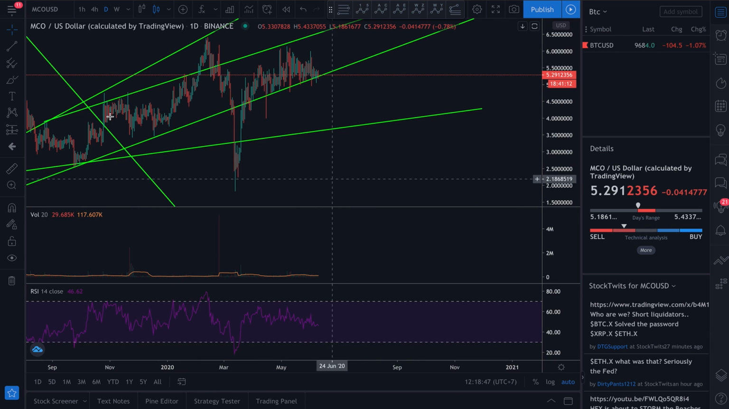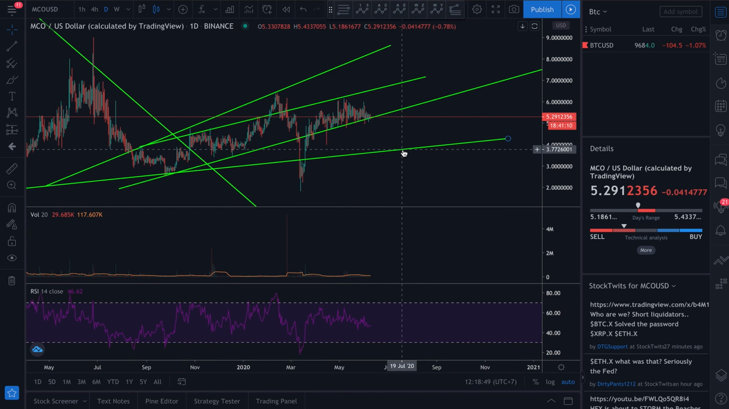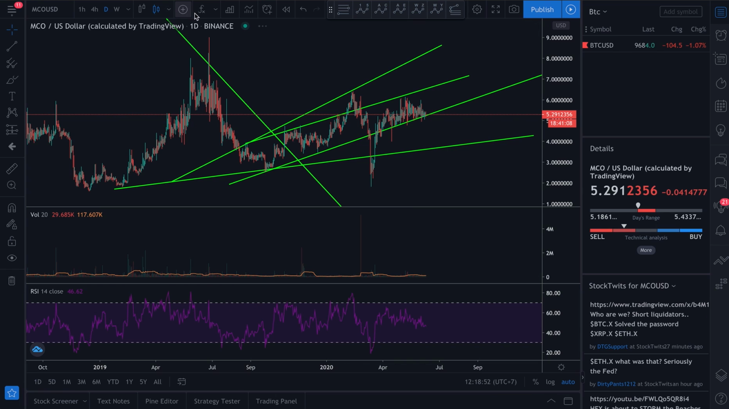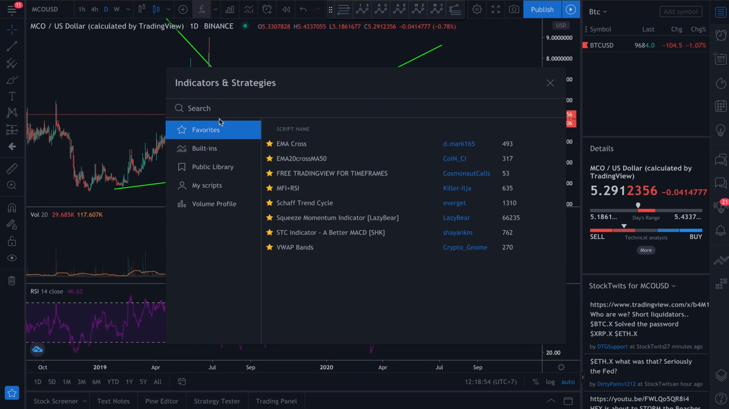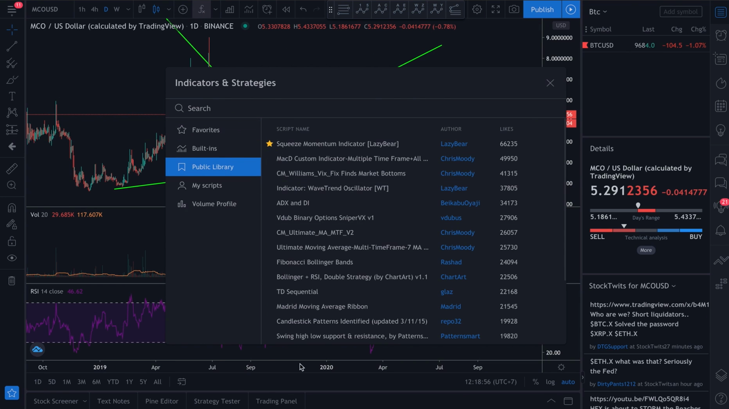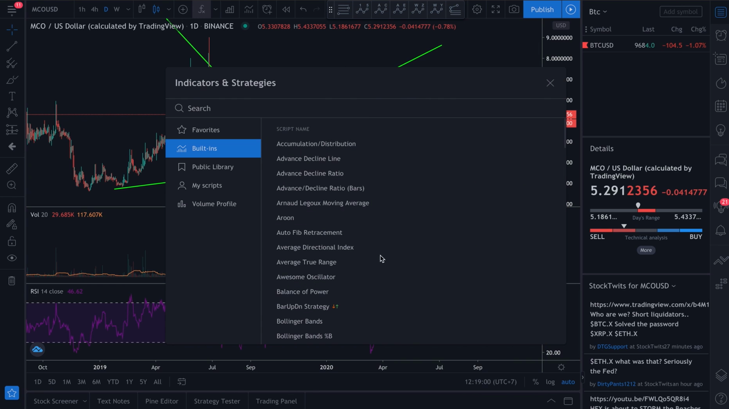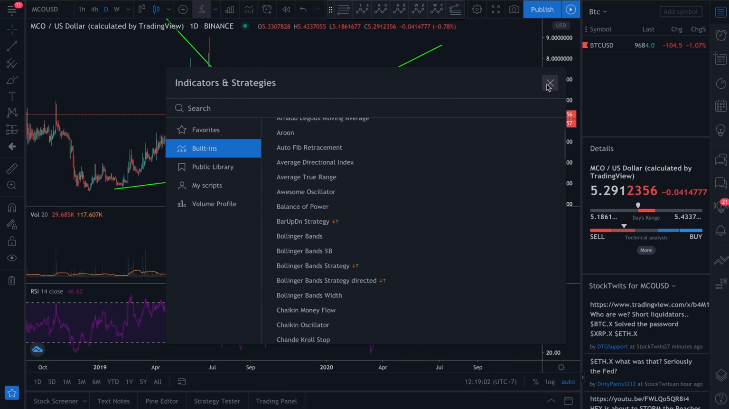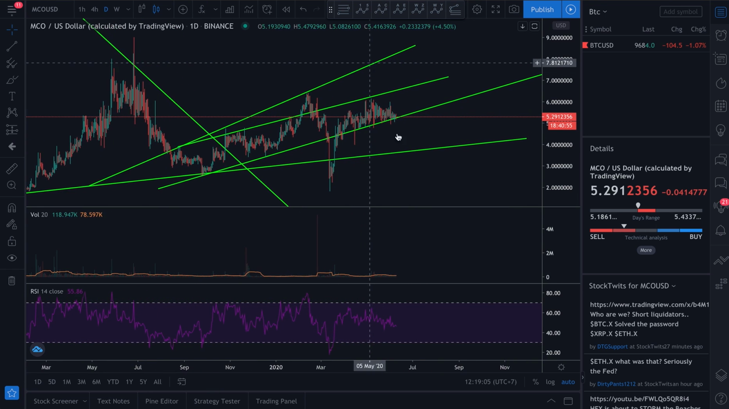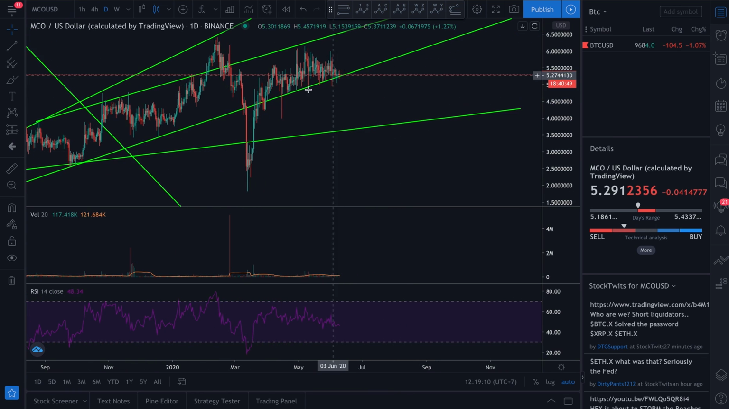And you can use Tradingview to make your own decisions as well. You can use any indicator here that you want. You can simply go to the public library and use one of the favorite ones that people have liked. You can use the built-in ones, and you can use any indicator that you want, and just look for the correlation between the indicator and the price, and you can find out which ones you like and which ones give you relevant information.